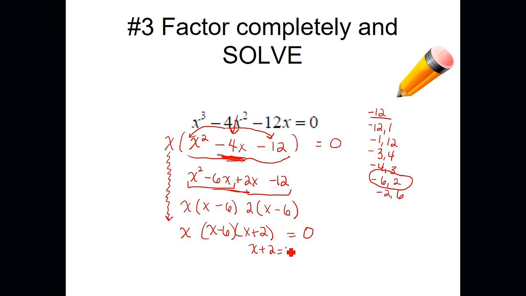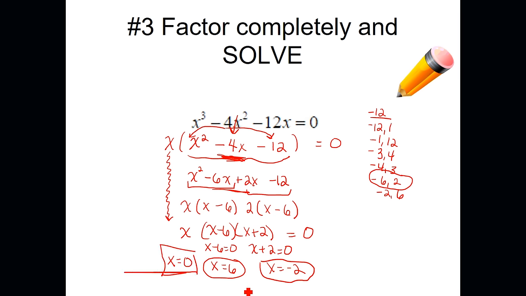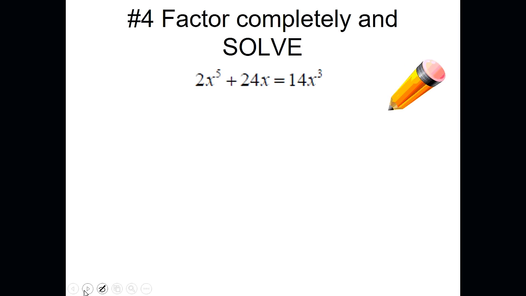X plus 2 equals 0, x equals negative 2. X minus 6 equals 0, x equals positive 6. And x equals 0, well, there's nothing for me to solve there. Boom, there's my other solution. Okay, so we're factoring, breaking apart, and setting each factor equal to 0.